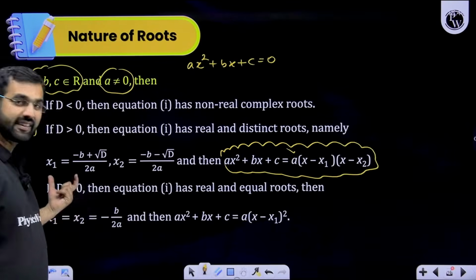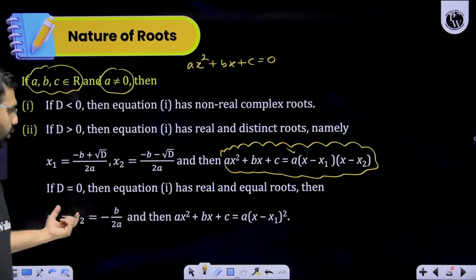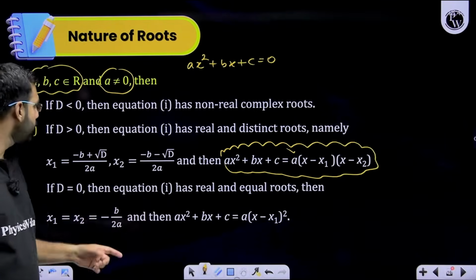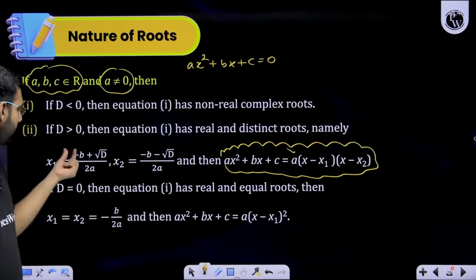Similarly, if b is 0, the discriminant is 0, which means it will have equal and real roots, which means this part becomes 0. So the roots will be minus b by 2a.